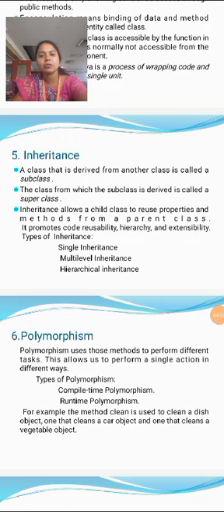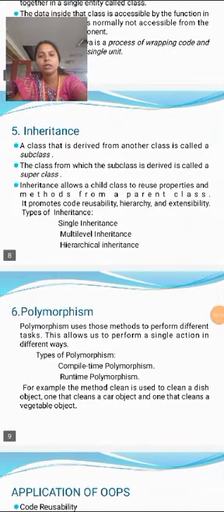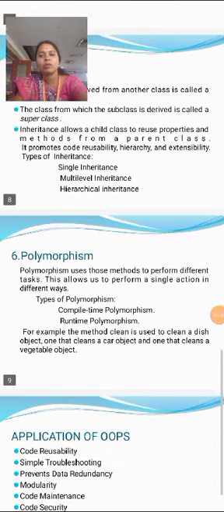There are two types of polymorphism. One is compile time polymorphism, the second one is runtime polymorphism. For example, method clean is used to clean a dish object, one that cleans a car object, and one that cleans a vegetable object. So it allows us to perform a single action in different ways. The single action is clean, and it will perform in different ways. So this is called polymorphism.